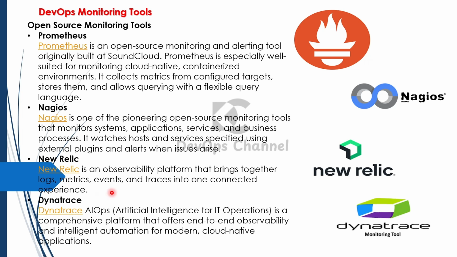Okay, next one is Dynatrace. So basically, AI Ops, intelligent for IT operations, is a comprehensive platform. Thus Dynatrace belongs to AI Ops, which offers end-to-end observability and intelligent automation for modern cloud-native applications.